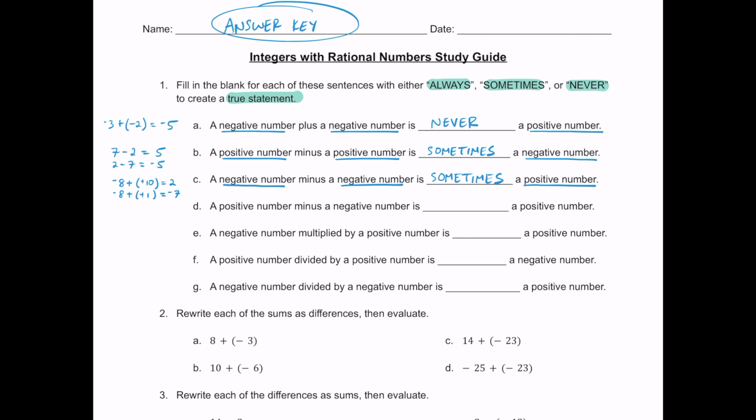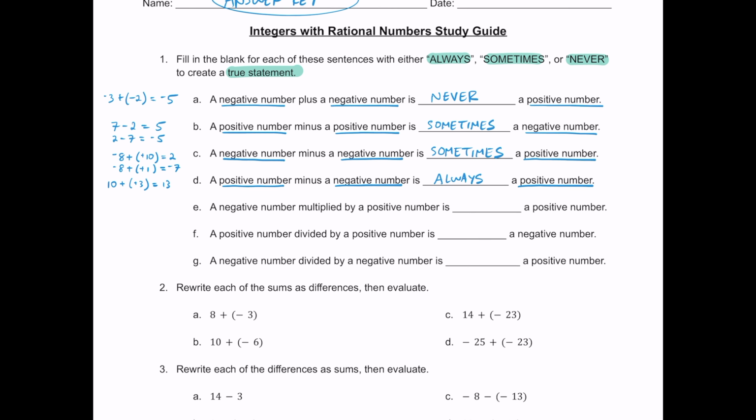Okay. For letter D, a positive number minus a negative number is blank a positive number. So a positive number, how about like 10? And then let's take away a negative number like -3. Okay, so if we keep, change, and flip, it's the same thing as 10 plus 3, that's going to be 13. I'm trying to think if it's possible to ever get a negative number, and I don't think so, because we're always going to end up adding a positive no matter what. So this is going to be always positive.